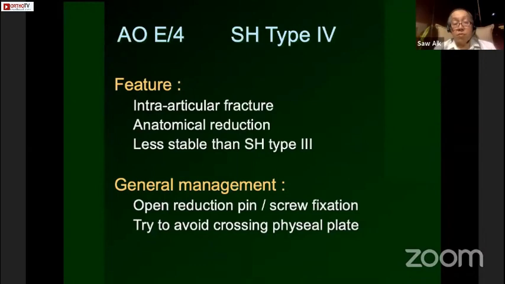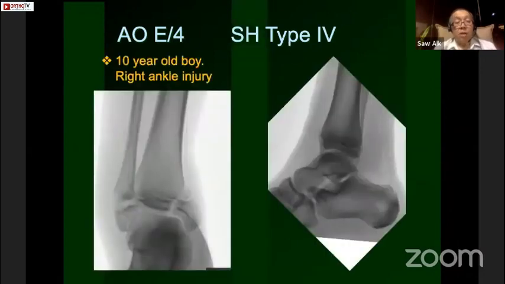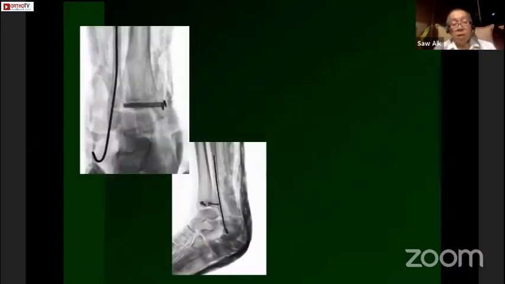AO E4, or Salter-Harris 4, is again an intra-articular fracture like type 3, except that it is not so stable proximally. It can move up. So this 10-year-old boy, the right ankle injury, the lateral malleoli we saw just now, this is the medial side, a small metaphyseal fragment. It is unstable, but it can be fixed through the epiphysis without disrupting the physeal plate.